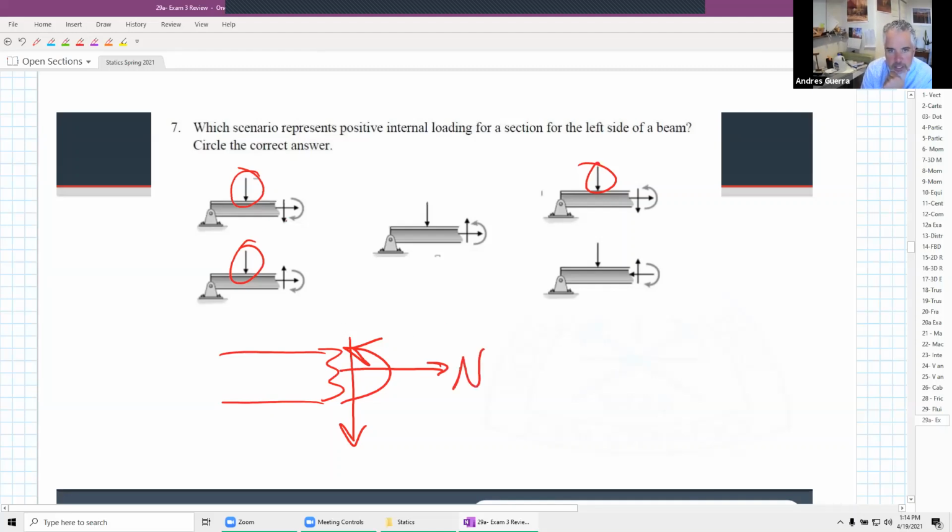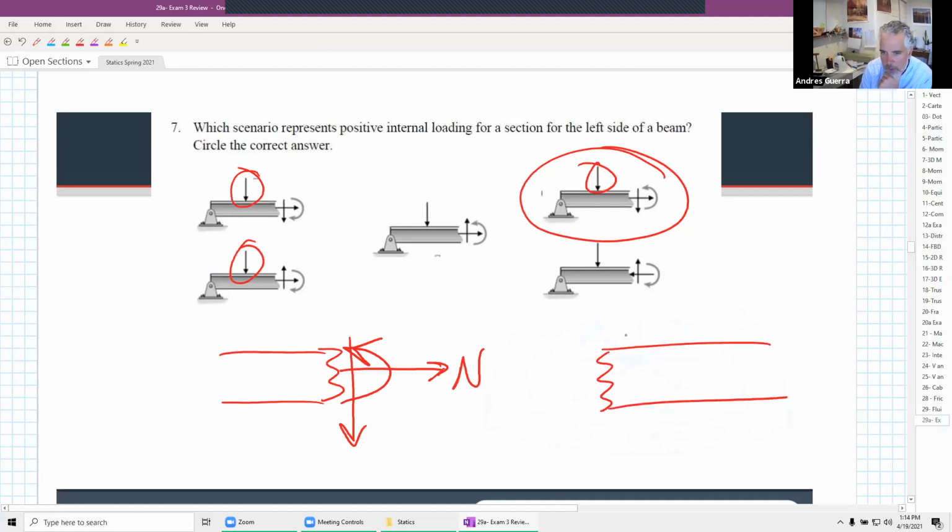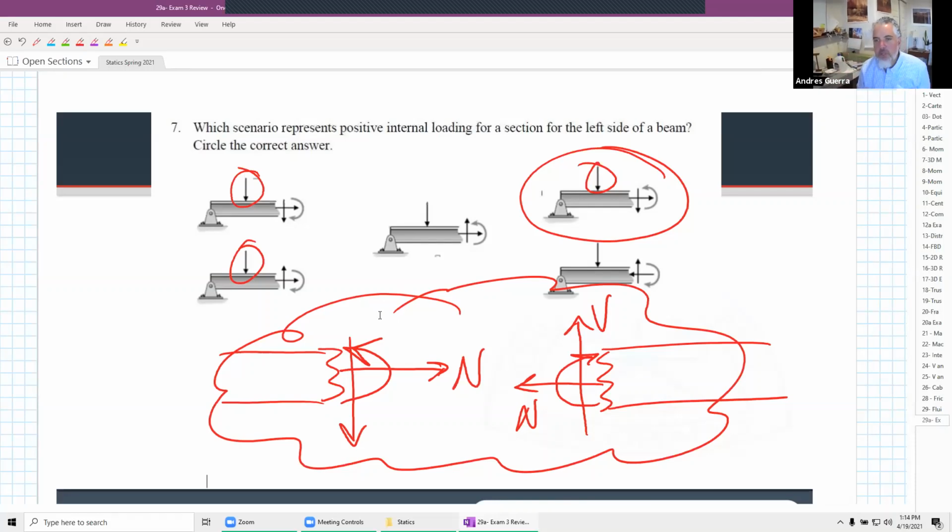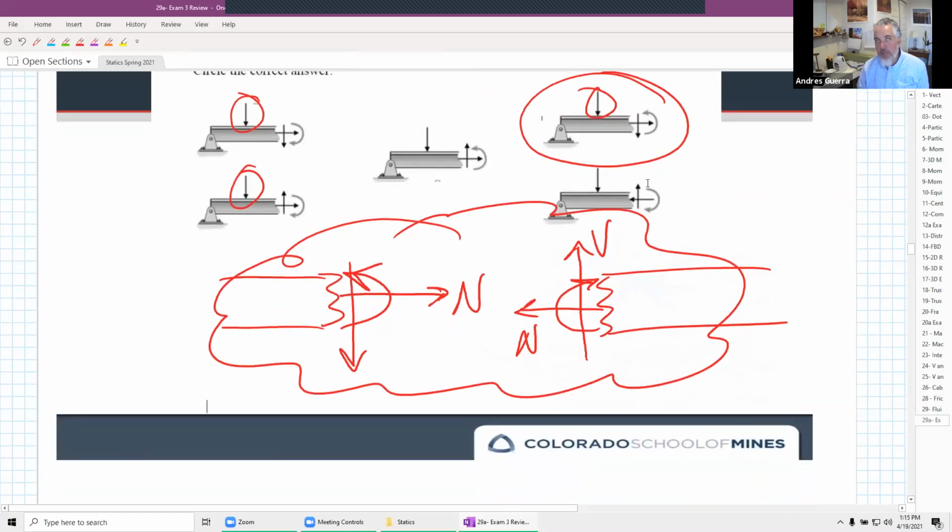So which one is it? It's this one right here, right? So down, counterclockwise, and to the right. If we have a cut and we're looking to the right, it doesn't matter what the loads are, it'll always be like this. M is going to go clockwise, V is going to go up, and N is going to go to the left. That's our positive sign convention. It doesn't matter what the loading is applied to it. If you're going to the left or the right, it will always be one of those two scenarios for V, N, and M.